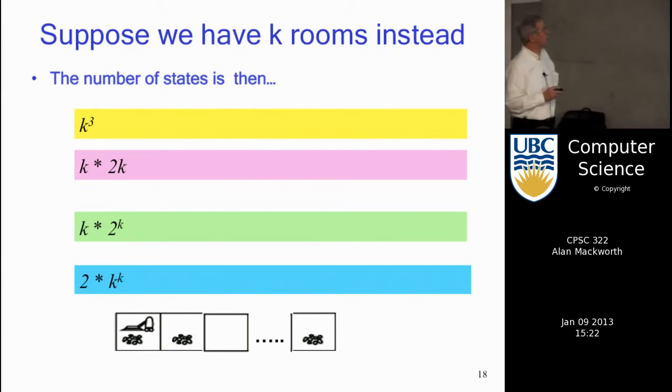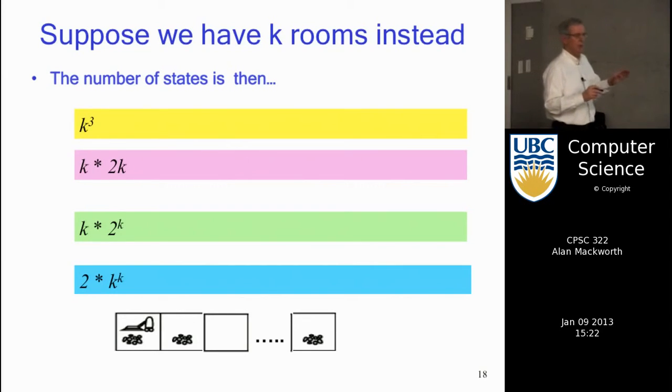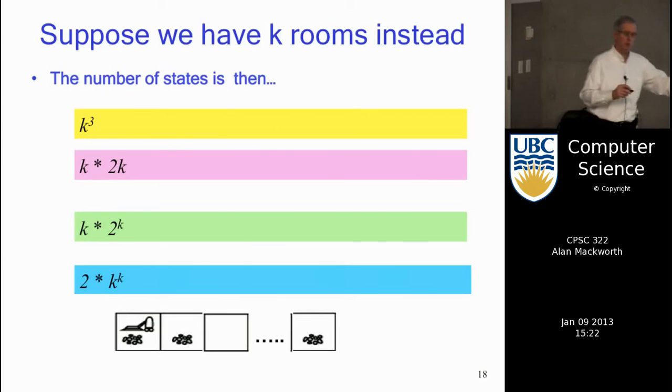So just go through it systematically. Here are K rooms, 1, 2, 3, 4, K. All right? There's 2 possibilities here for dirt, 2 for here, 2 for here, 2 for here. So just considering the dirt, which is the easy part, it's 2 times 2 times 2 times 2, K times. That's 2 to the K. All right?